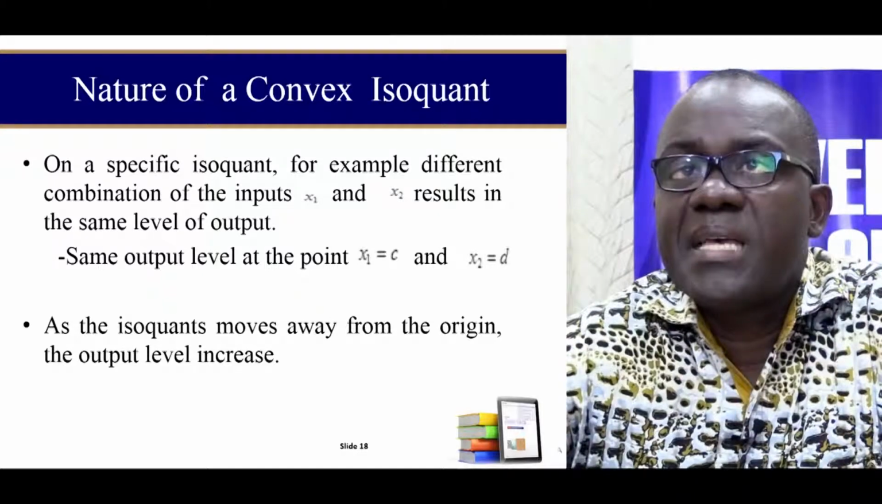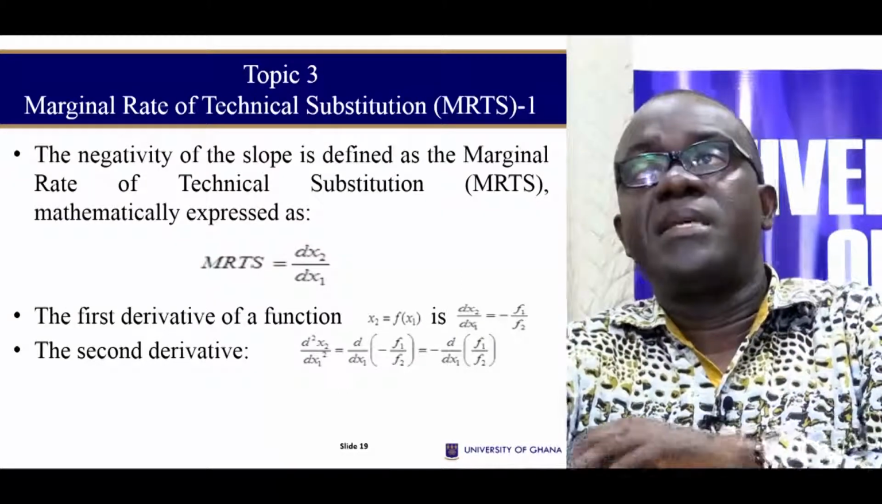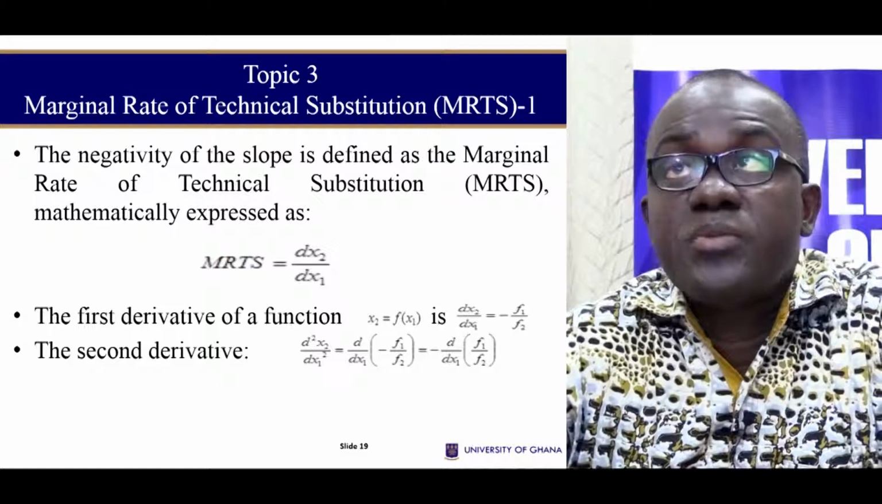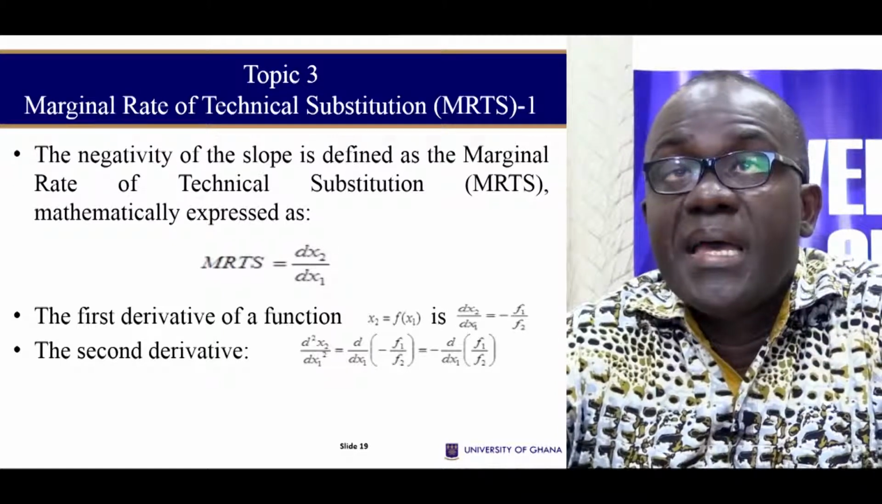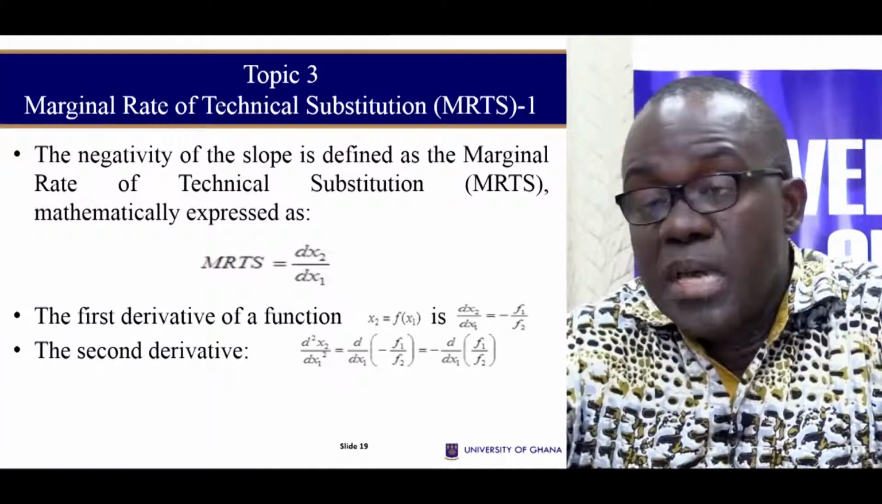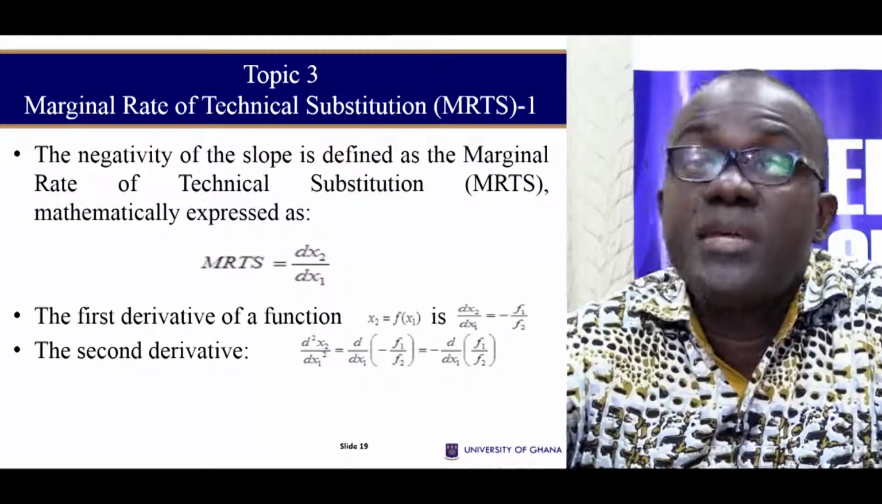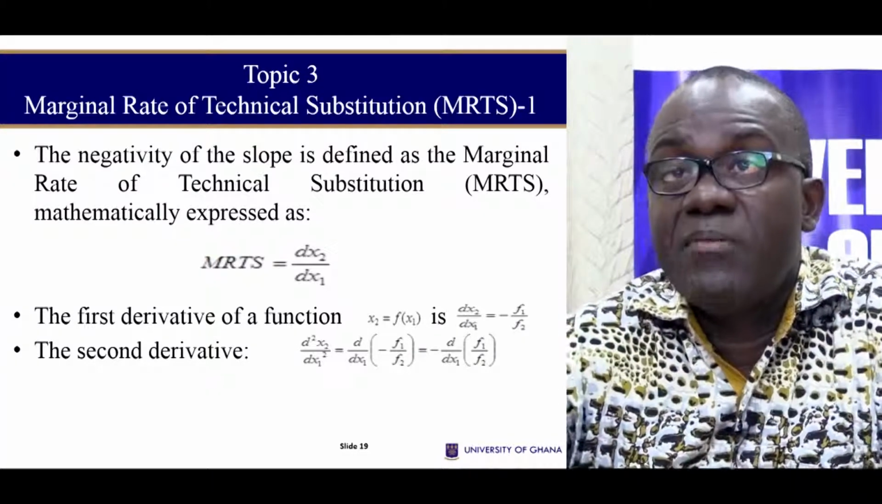And these are some of the main characteristics of an isoquant. It's convex, as you can see over there. One thing that we do talk about is the marginal rate of technical substitution of an isoquant. So if you are trying to move along an isoquant, how much do you reduce one input and how much do you increase the other input in order to be at the same level of production or output level?